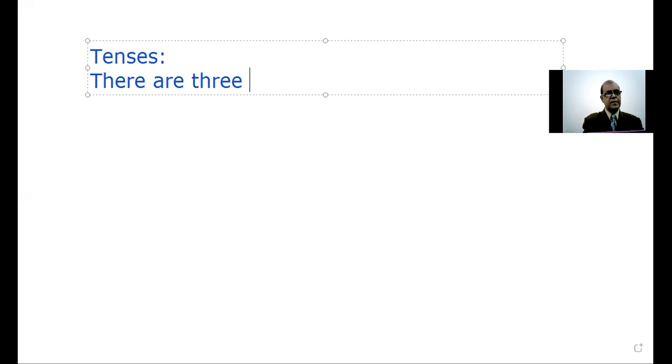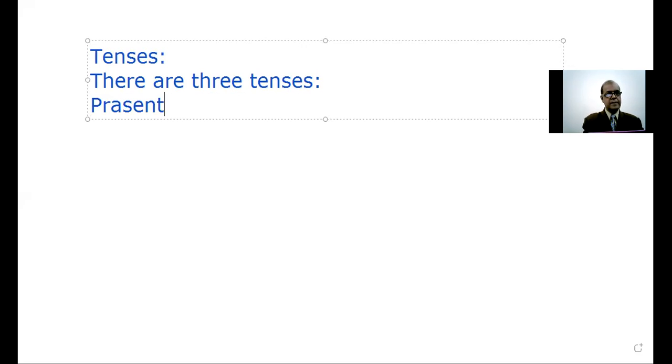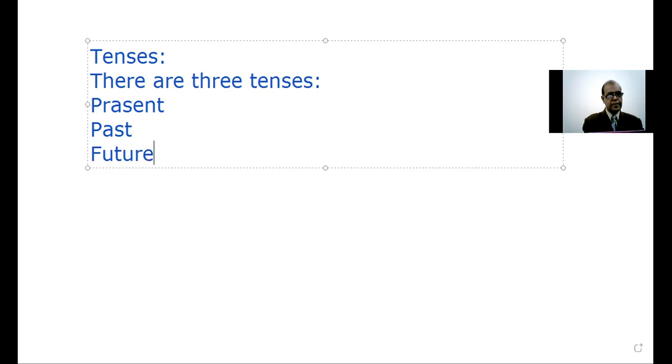Which ones? Present, past, and future. And how do you identify present? Sir, is, am, are, has, have are signs of present.